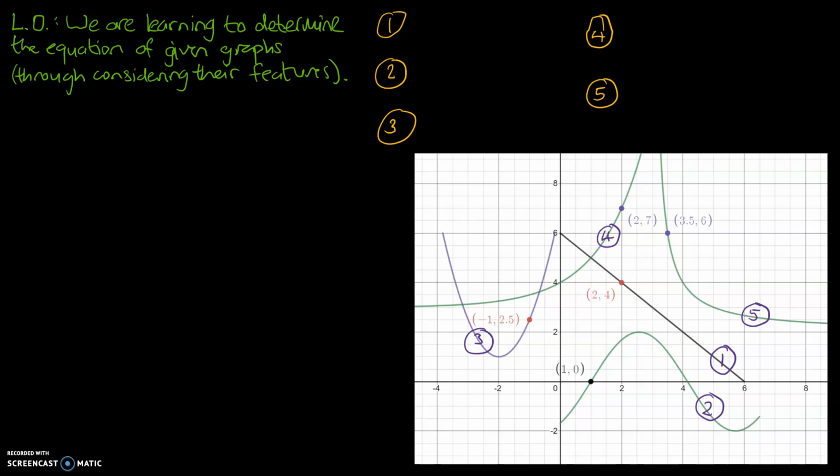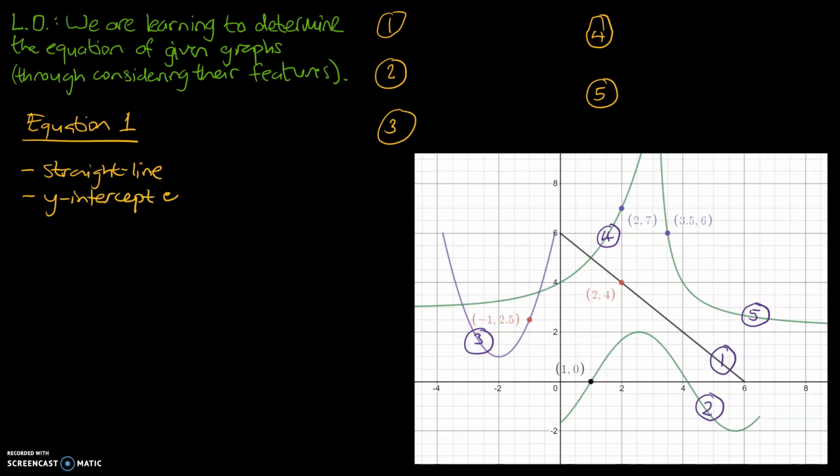We're going to start off with equation 1, so we'll do that here. Equation 1. The first step we'll need to do, just like we'll need to do for our tested internal, we need to run through the features of that graph. So for me, the obvious feature is, well, it's a straight line. It has x and y intercepts that we can see.